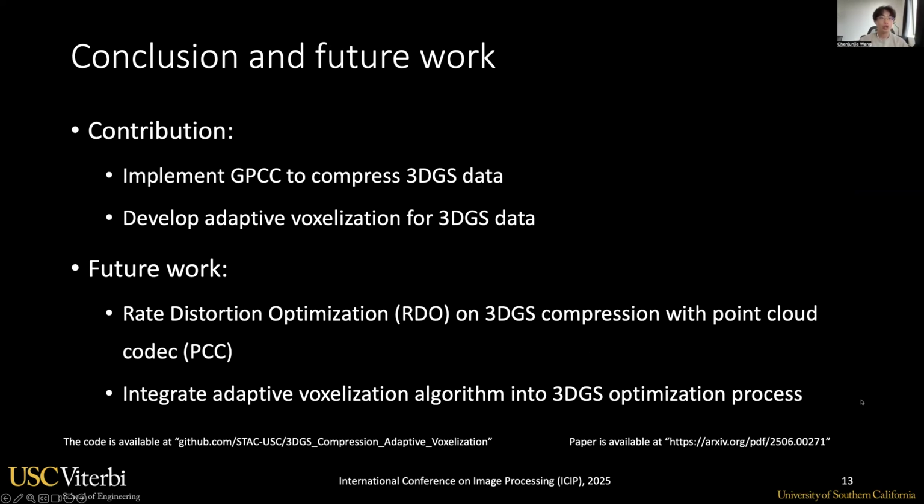In the conclusion, we mainly contribute by implementing GPCC to compress 3D-GS and developing adaptive voxelization for 3D-GS. In the future, we will be working on rate distortion optimization on 3D-GS compression with point cloud codecs, and also integrate the adaptive voxelization algorithm into the 3D-GS optimization process to get a voxelized 3D-GS.